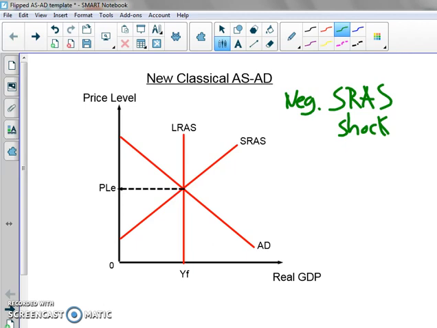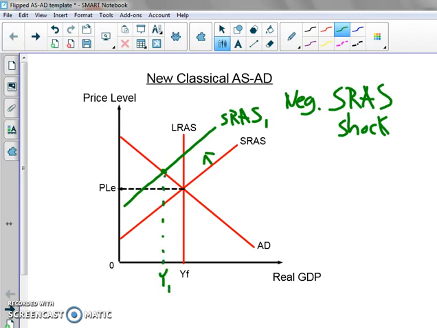So let's start by saying maybe there's some kind of cut in oil production in the Middle East. And what happens is oil prices spike dramatically. That's going to cause a negative SRAS shock, as all firms we know are somehow impacted by oil costs, whether it's in energy, whether it's in transportation costs. And that would cause a negative short-run supply shock. Our SRAS curve goes to the left to SRAS1. And we can see our new short-run equilibrium has created a multitude of problems.